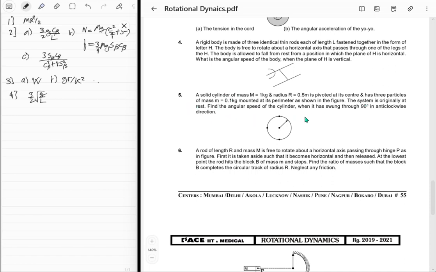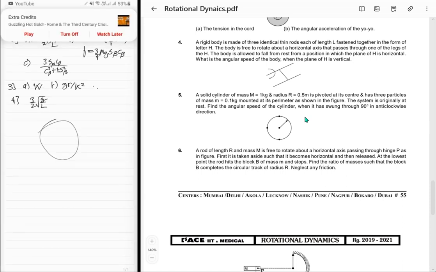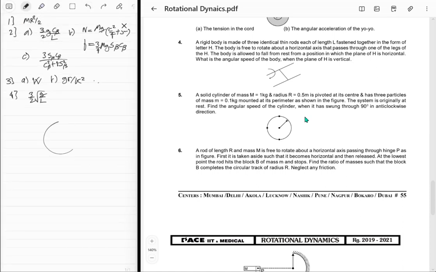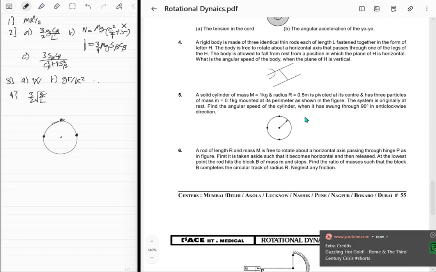I think what they are trying to say is, sorry, we got this cylinder like this, and we got these three particles on top first of all, so that's our unstable equilibrium.